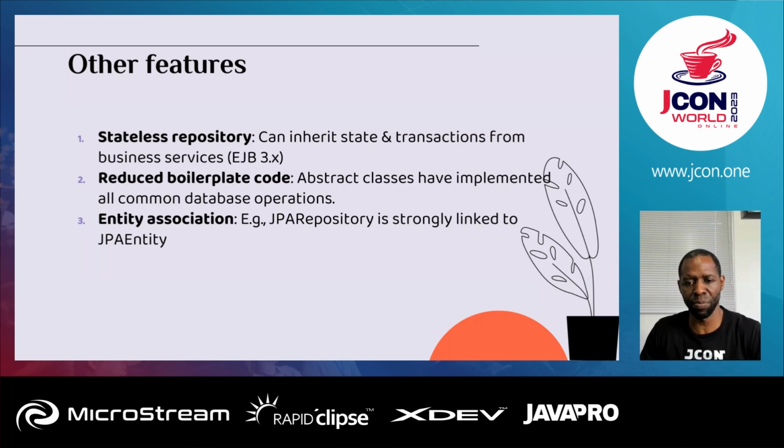And then entity association. For example, the JPA repository is linked to the JPA entity. It makes persistence easier. It doesn't really know, but it makes that strong association, so you don't make the mistake of, for example, trying to persist a Cassandra domain object into a JPA repository, because that wouldn't align.